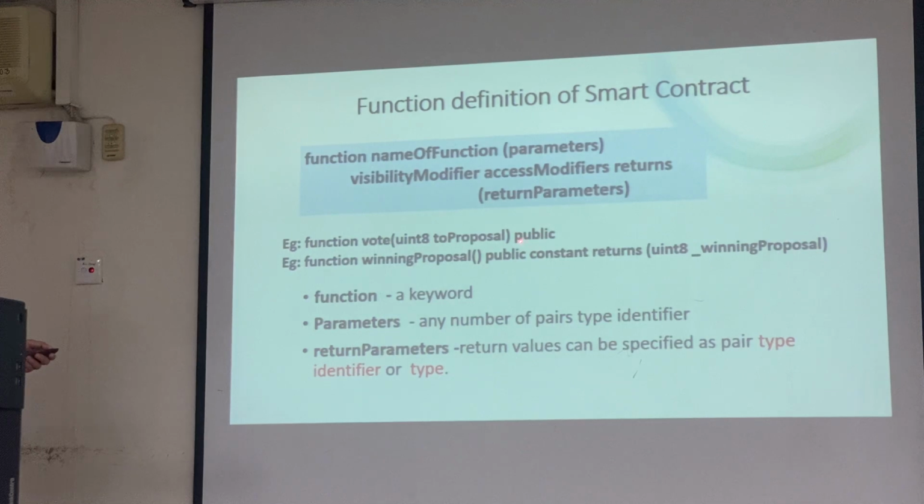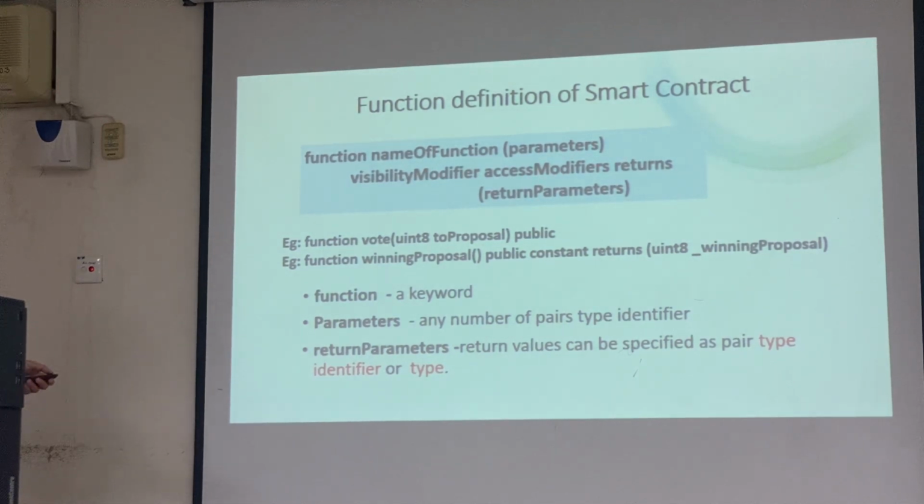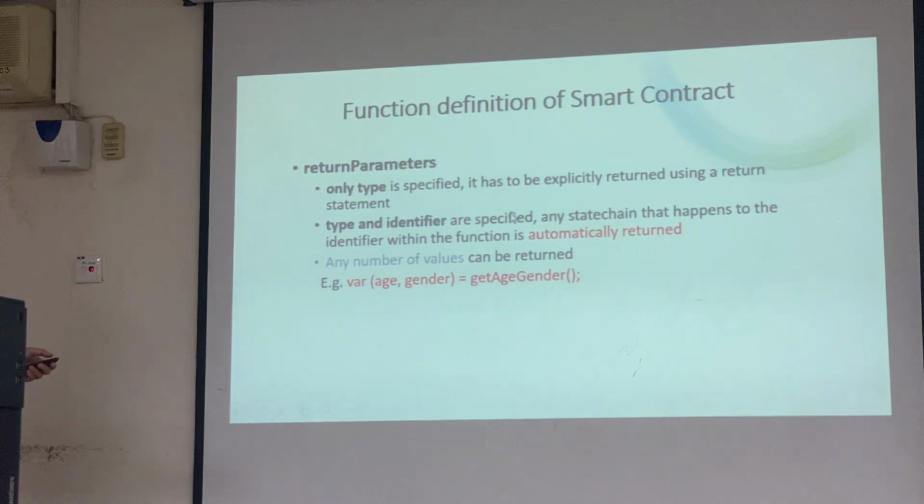Just now you did learn that we are using external. We use external as a visibility modifier, how others can look at your function. Then we also have the access modifier. Access modifier is view, pure, that kind of access modifier, and the return keyword and so on. For parameter and return parameter, usually we only mention the data type. Some of them you may want to mention the data type and identifier, almost the same.